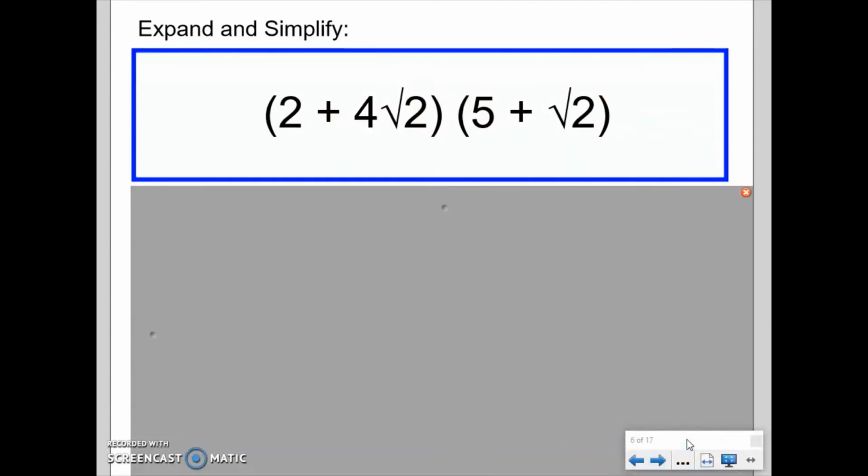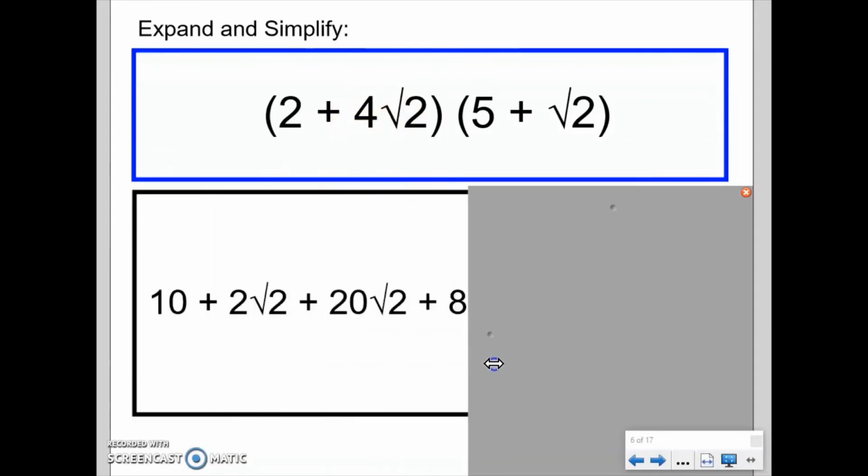Last example from me before I give you some tasks to work through. Okay, so this time we've just made the question a little bit more complex by putting this number 4 in front of the root 2. Let's see what difference that would make to my working out. Okay, 2 multiplied by 5 gives me this 10. 2 multiplied by root 2 gives me this 2 root 2.